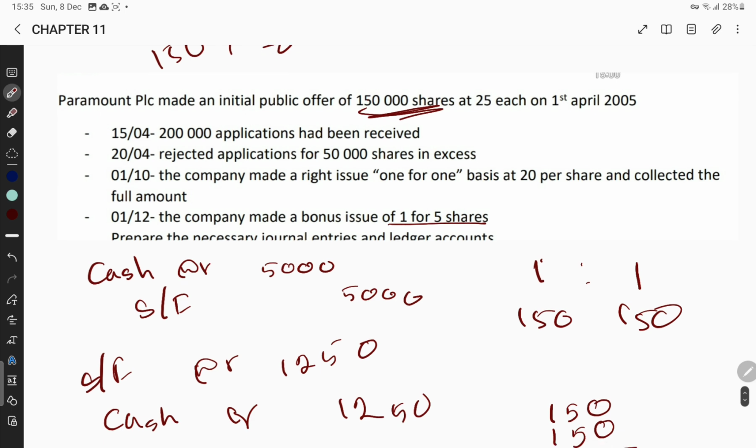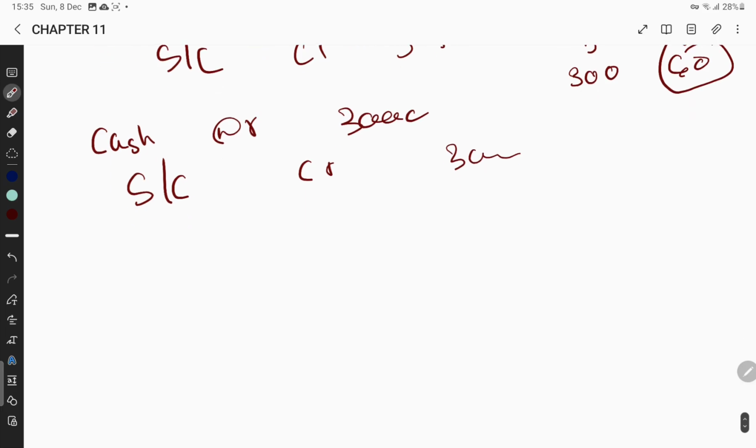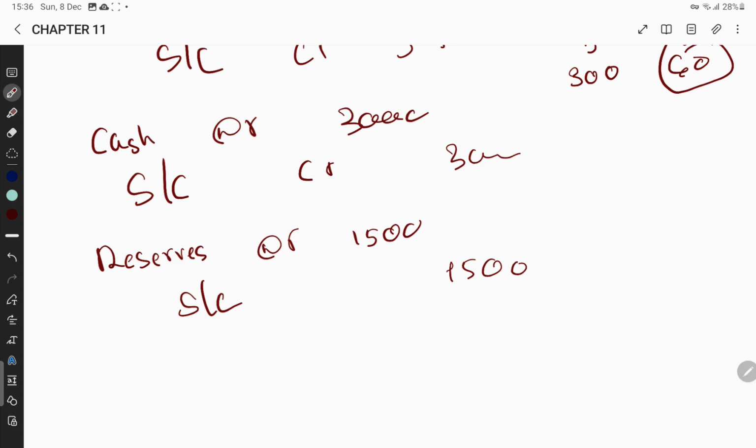Since they did not tell us the rate, I go with the original rate, 25. So 60,000 into 25 is how much? 1,500,000. A bonus issue means we're using the money available in our reserve. We are taking 1,500,000 out of the reserve, so reserves will get debited 1,500,000 and stated capital will get credited 1,500,000.